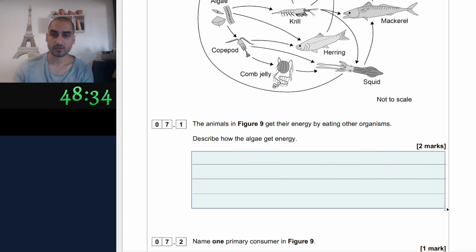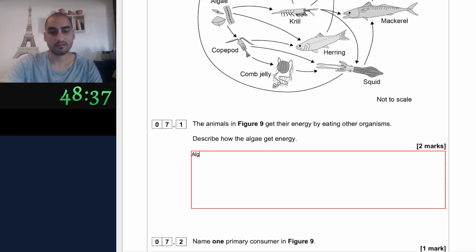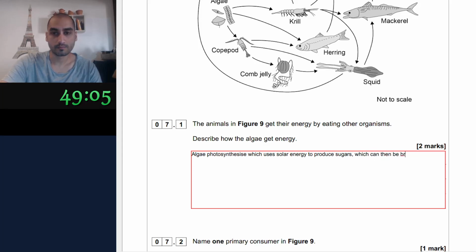And this might be completely wrong, but... Algae photosynthesize... Do they? Which uses solar energy to produce sugars, which can then be broken via respiration to release energy.